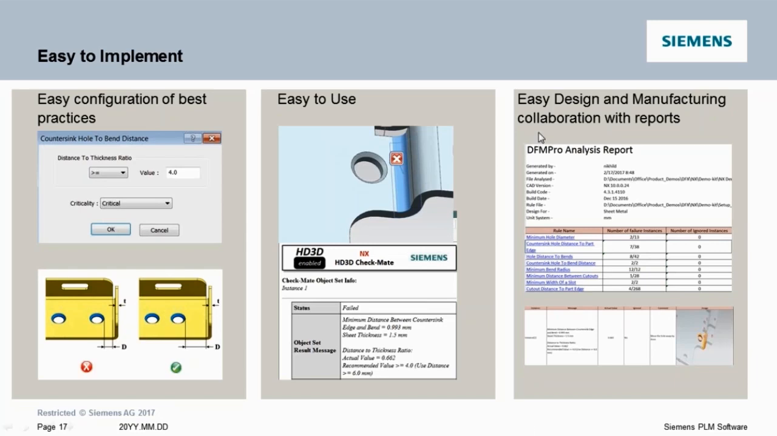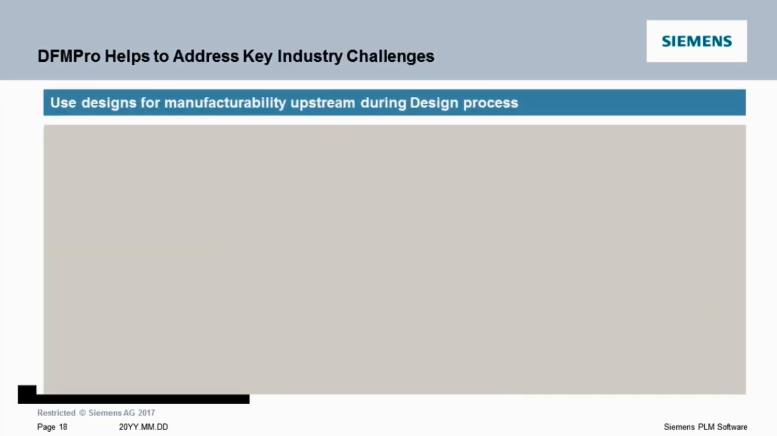And finally, it really creates that collaboration between design and manufacturing. All that collaboration can be documented in this kind of report, which we see in this DFMPro analysis report. So it is fairly simple to implement. You can get started very quickly with the best practices which are available within the software by itself. And later on, you can slowly make them your own best practices.